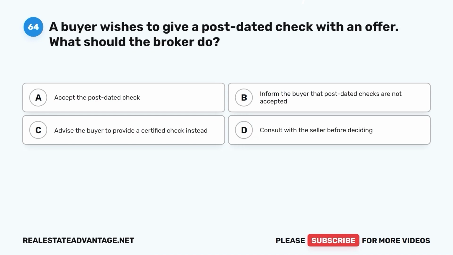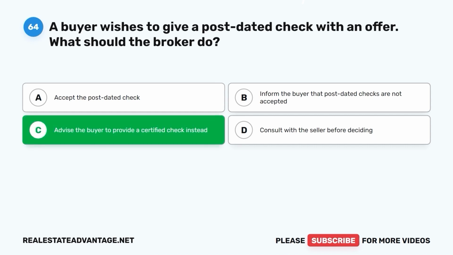Question 64. A buyer wishes to give a post-dated check with an offer. What should the broker do? A. Accept the post-dated check. B. Inform the buyer that post-dated checks are not accepted. C. Advise the buyer to provide a certified check instead. D. Consult with the seller before deciding.